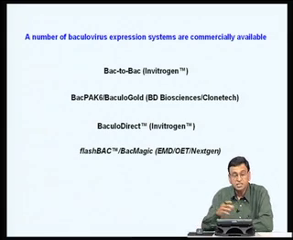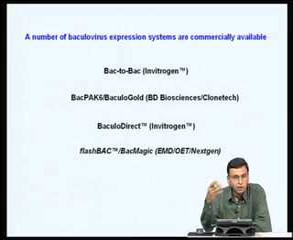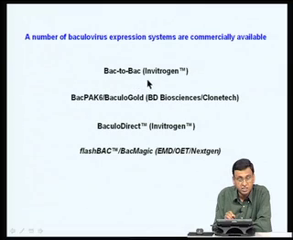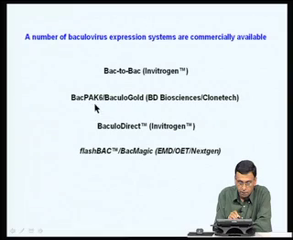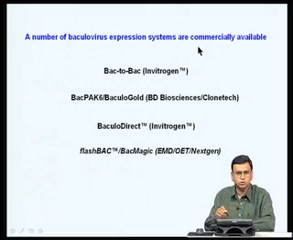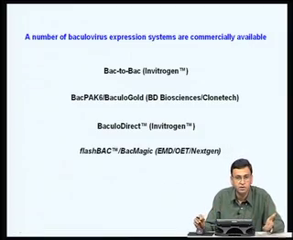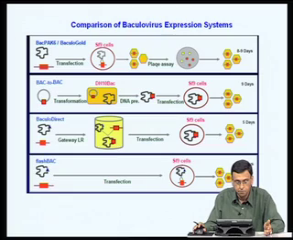I will not go to the details of this. A number of commercial Baculovirus expression systems are now available from a number of companies. Invitrogen sells what is called a Bac-to-Bac Baculovirus expression system. Becton Dickinson Biosciences or Clontech sells what is called a BacPAK6 or a BaculoGold system. Invitrogen again sells BaculoDirect, and another company sells FlashBAC or BacMagic, several variants, so that basically it becomes very easy now, using these commercial systems, to express your gene of interest using a Baculovirus expression system.